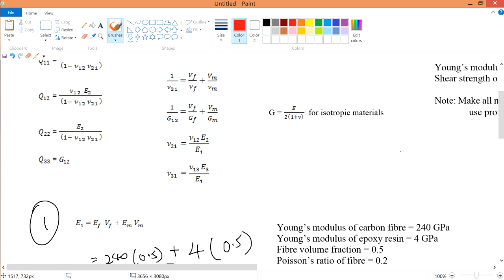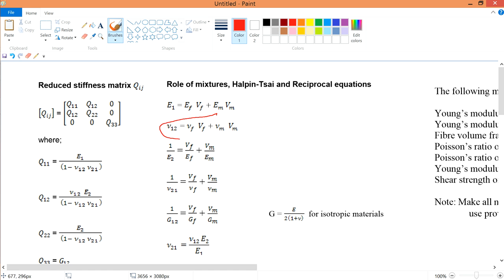Okay, next I will calculate my V12, my Poisson ratio 1 2. In standard, I find this one, you can also find this one first. It all depends on you. For me, I find all this first. Okay, so next I will just find my Poisson ratio 1 2.